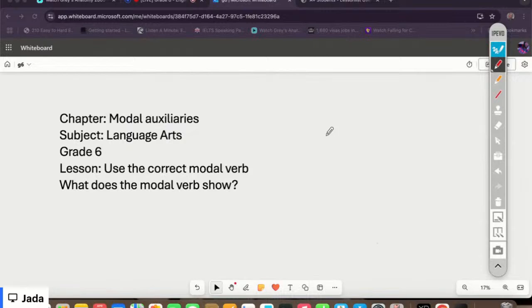Today, our lesson will be modal auxiliaries. First, you have to log in using aplusden.com. Click on your name, move on to grade 6. The chapter is modal auxiliaries, and the lesson will be use the correct modal verb. What does the modal verb show?